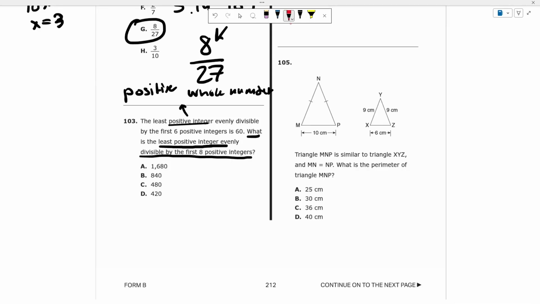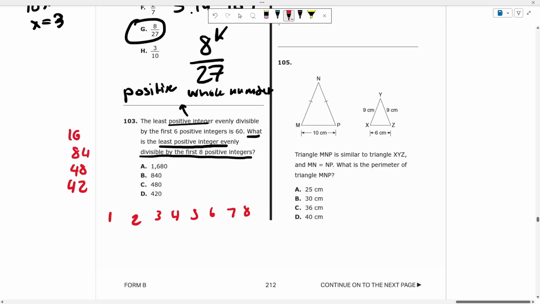So the first 8 are going to be 1, 2, 3, 4, 5, 6, 7, and 8. So which one of these numbers is divisible by all of these? Well, first of all, we can eliminate choice D, 420, because 8 does not divide into 42, okay? Here's the thing. This extra 0 does not matter here. This extra 0 just means that when you divide it, you add an extra 0 to whatever your quotient is. So in reality, we're really just looking at 42, 48, 84, and 1,680, or 168, okay?